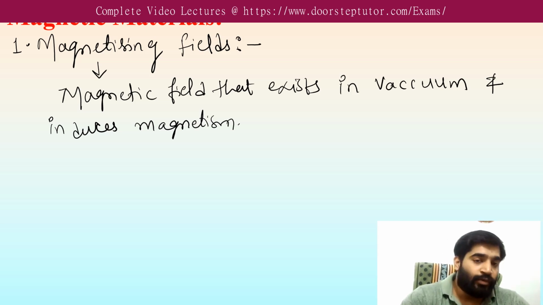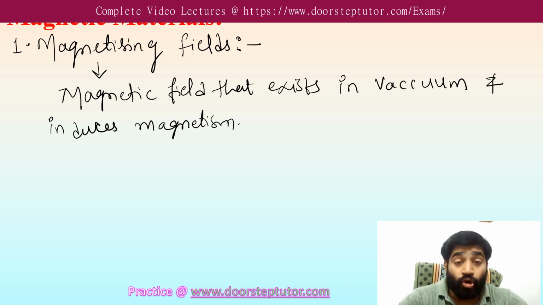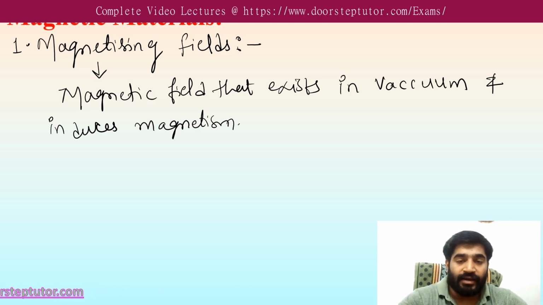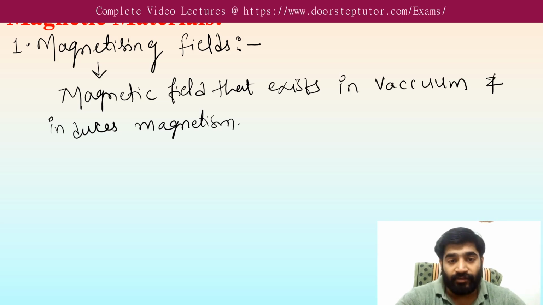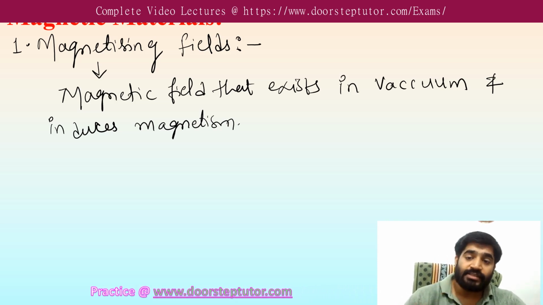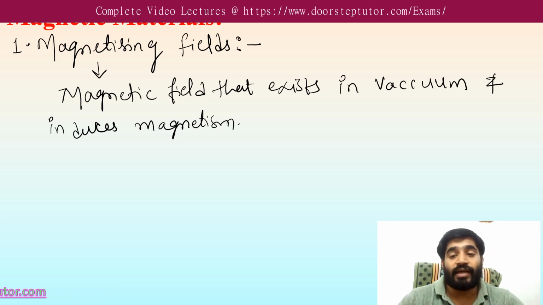If I give you an example, we have seen the toroid and the solenoid. A toroidal or solenoidal conductor carries current, and whenever it is placed in vacuum, the toroid or solenoid having a number of turns has a certain magnetic field. That magnetic field is due to the magnetizing field. The magnetic field inside a toroid and solenoid is what we call the magnetizing field, caused by the current of the solenoid. Clear?